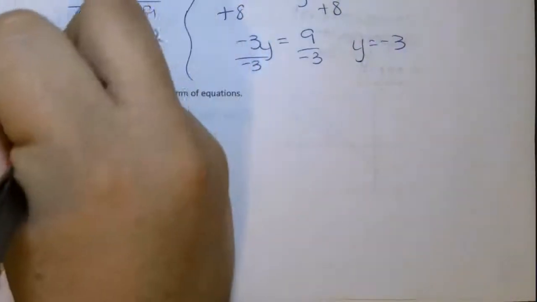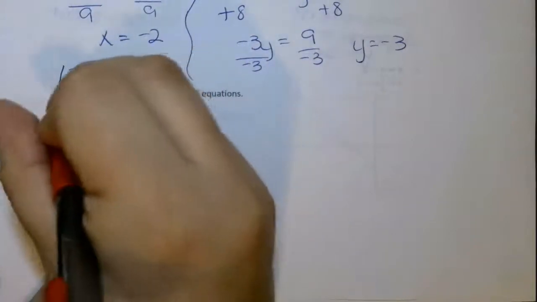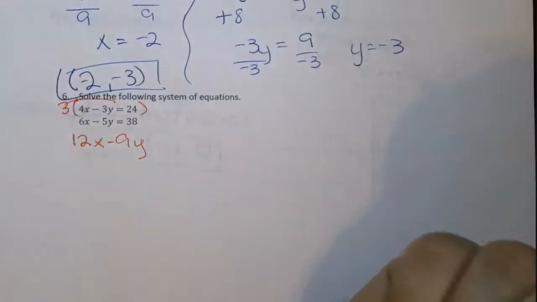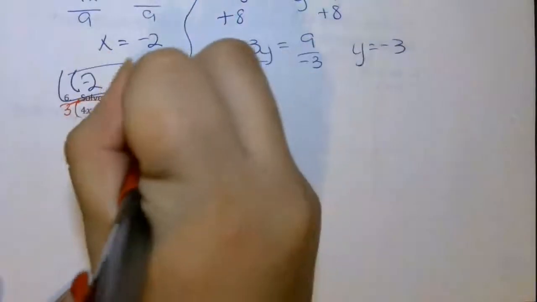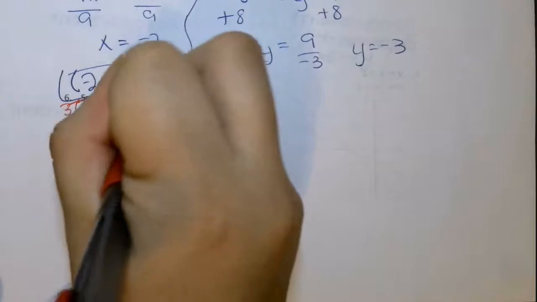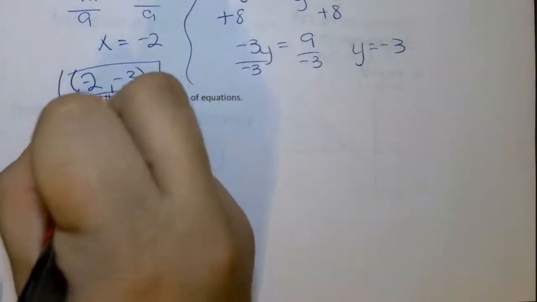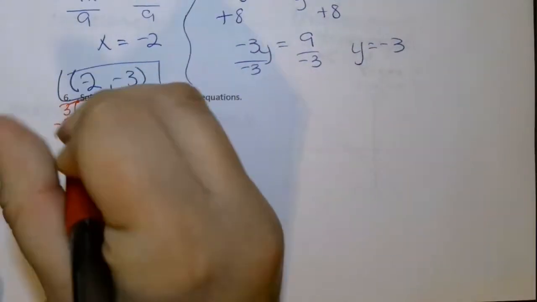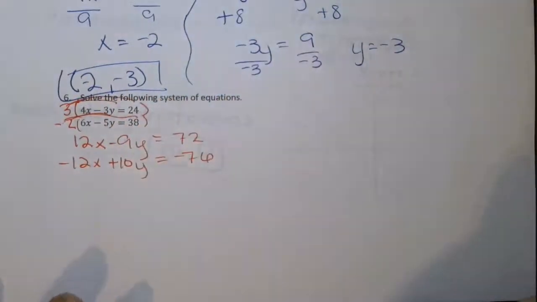For the top equation, I need to multiply by 3. 4 times 3 is 12x. 3 times negative 3y is negative 9y. 3 times 24 is 72. On the bottom, I'm going to multiply by negative 2, so they have an opposite sign. Negative 2 times 6x is negative 12x. Negative 2 times negative 5y is positive 10y. Negative 2 times 38 is negative 76.